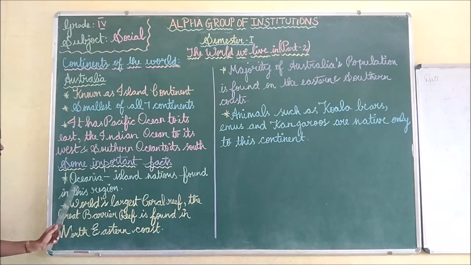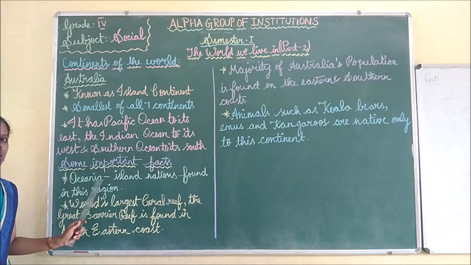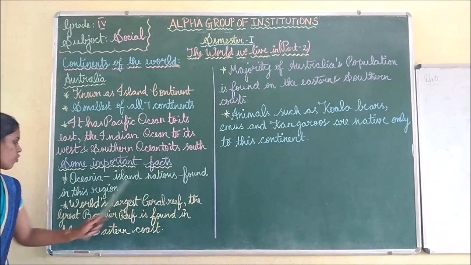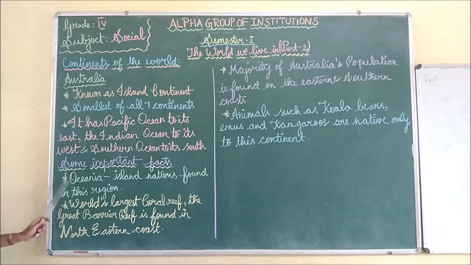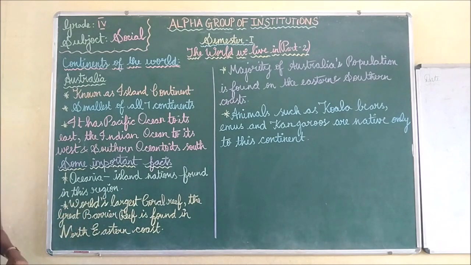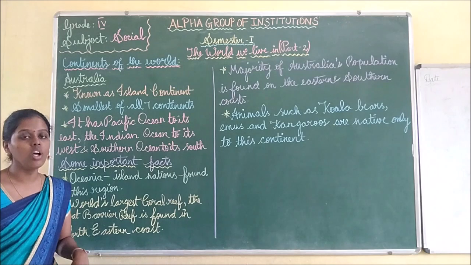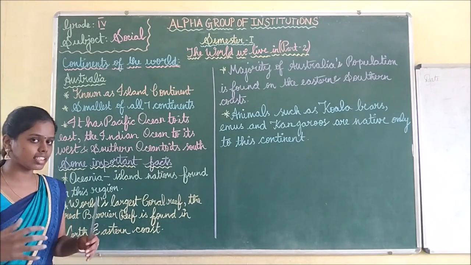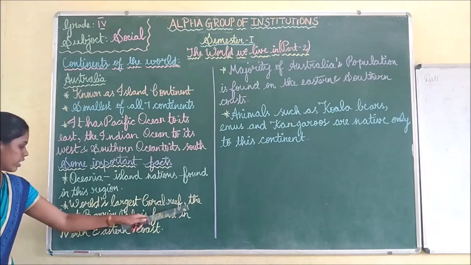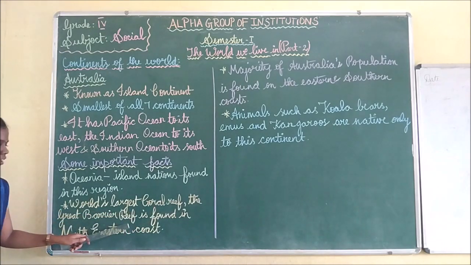Here we are coming to a new terminology, Oceania. Oceania means the island nations found in this region. There are many islands, I told you. These island nations are collectively known as Oceania. The world's largest coral reef, the Great Barrier Reef, is found on the northeastern coast.